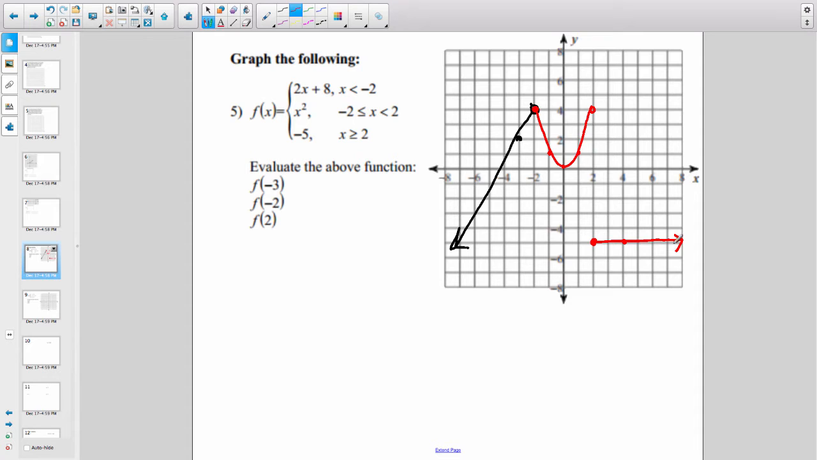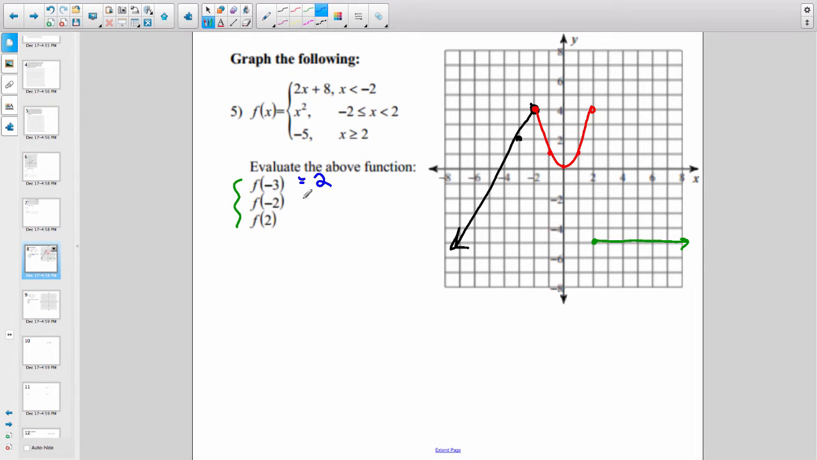That's what the function should look like. And maybe I'll make this one green just to show you the difference in the three functions. There you go. Okay. Now evaluate the above function. So this just means depending on where you are is where you're going to go. So for example, if I'm at -3, I'm going to say my value would be 2.